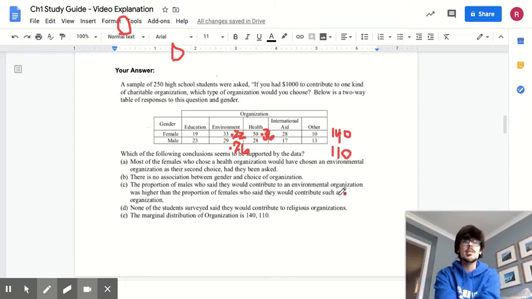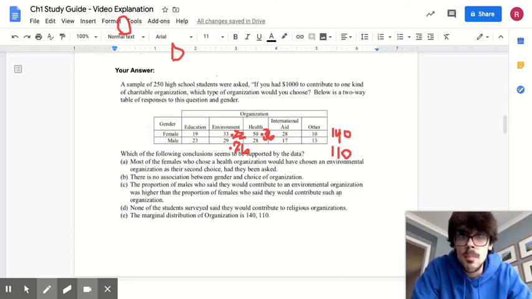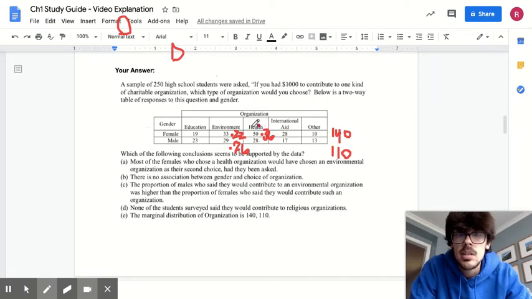So we got to look through these choices and see which one is supported by my data. A says most of the females who chose a health organization, health ended up being the most popular choice, would have chosen an environmental organization as their second choice had they been asked. So this is a misleading question. Health is most popular, environment is second most popular, but that doesn't automatically mean that these people, the health people, would choose environment if they couldn't choose health. These people could also feel very strongly about international aid or whatever else. So you cannot assume what they're saying in A to be true. The second popular choice doesn't mean it was the health people's second choice.